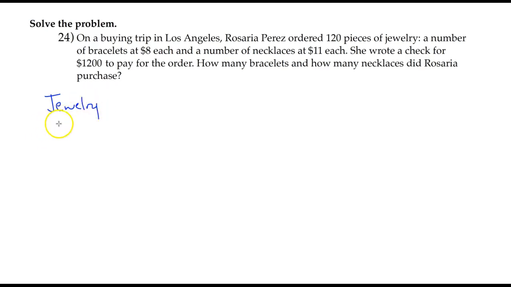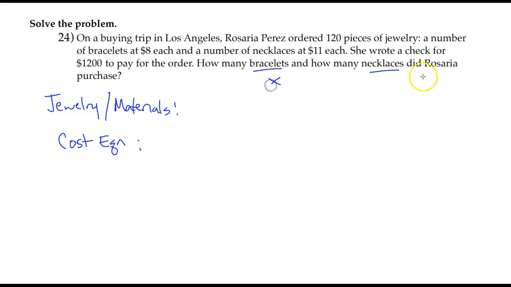We could also call this a materials equation. And we have a cost equation. Okay. So here we know that Rosario ordered 120 pieces of jewelry. And so we want to know how many bracelets, how many necklaces.